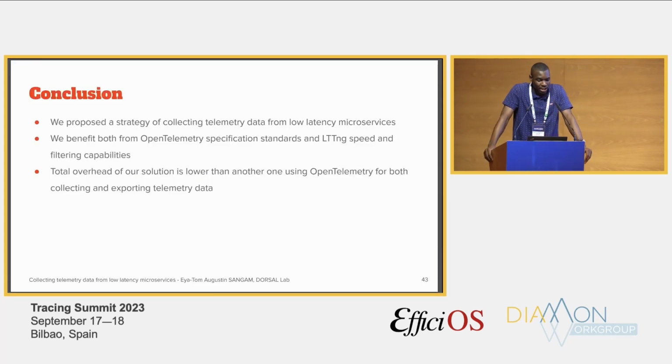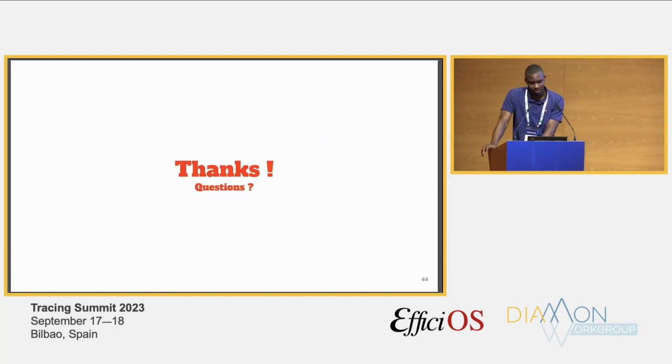Let's jump to the conclusion now. We propose a strategy for collecting telemetry data from low latency microservices. We benefited both from LTTng speed and filtering capabilities and the OpenTelemetry specification to standardize everything. Total overhead in most cases is lower than using OpenTelemetry for both collecting and exporting telemetry data. So that's it, and let me know if you have some questions.